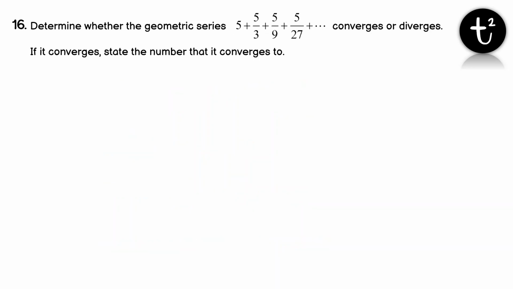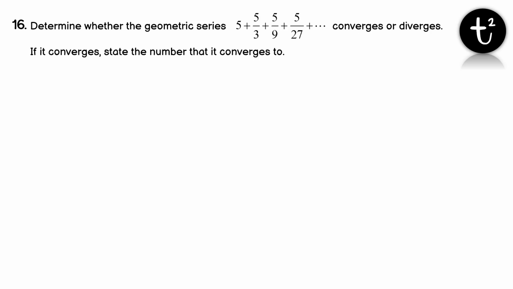All right, problem number 16 also provides me with a geometric series, but this time in its expanded form. So that means in its term-by-term form: 5 plus 5/3 plus 5/9 plus 5/27, etc. So the first thing that I need to do is to rewrite this geometric series in its sum form so that I can apply the geometric series test.